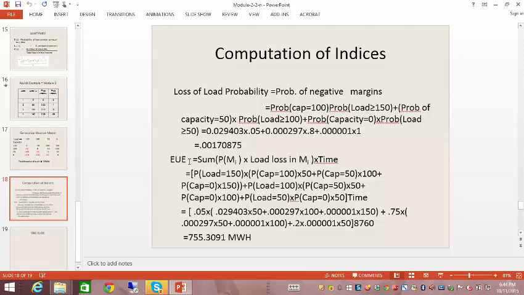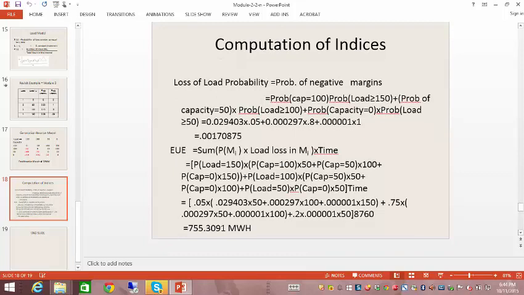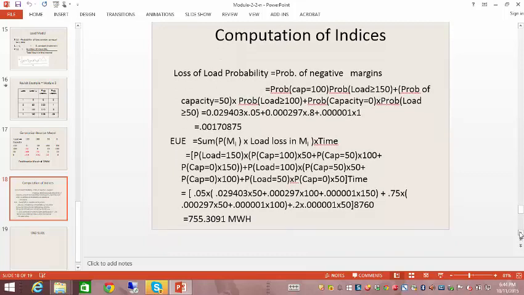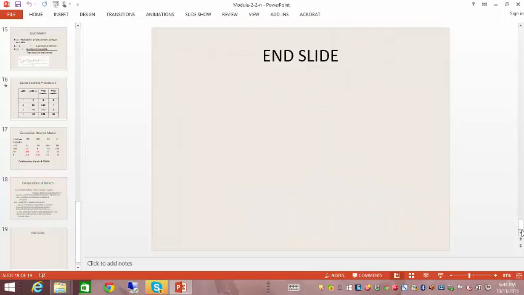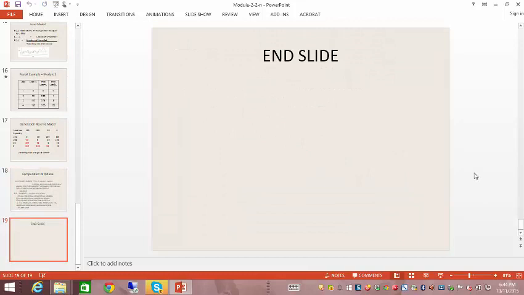To compute the expected unserved energy, you can take each margin and multiply that by the loss of load in that margin multiplied by time and sum it over all the margins. So if you do that in this example, you will get this value. And that's the end of this module.